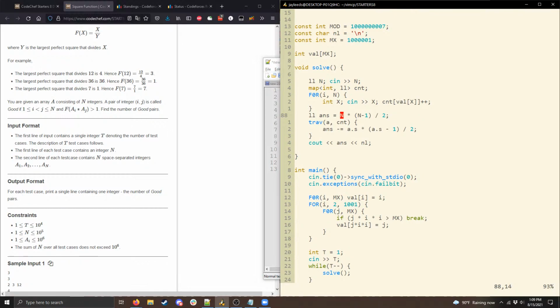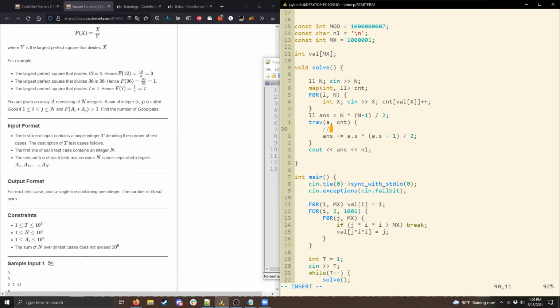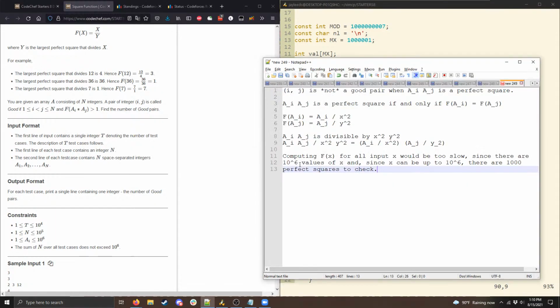And then I'm going to iterate over the counts, and here a dot f is the value and a dot s is the number of times it appears. And so I'm going to subtract out the number of ways to choose two elements with this value. In that manner, I get rid of all the cases where f of a sub i is equal to f of a sub j, so I'm left only with the good pairs.